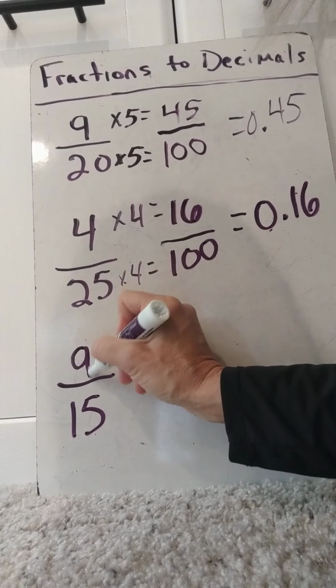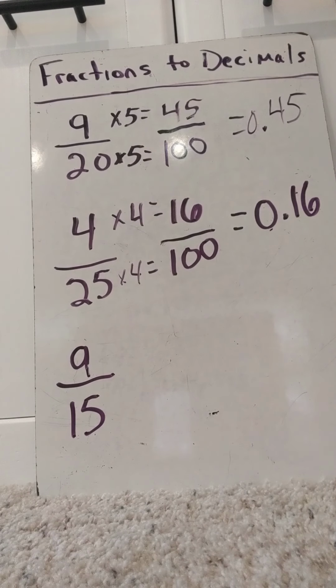This is a 9. I have 9/15. So remember, you're always saying to yourself, well, you're trying to get to a denominator of 100 or 10. You're making an equivalent fraction with a new denominator of 100 or 10. Well, I know 10 won't work. So it's going to have to be 100.